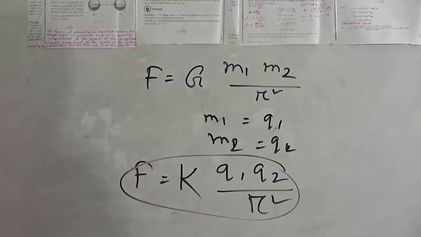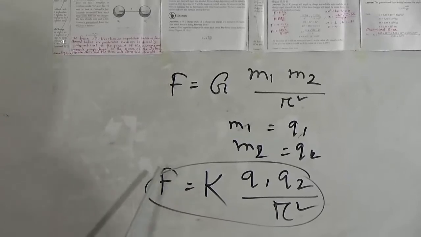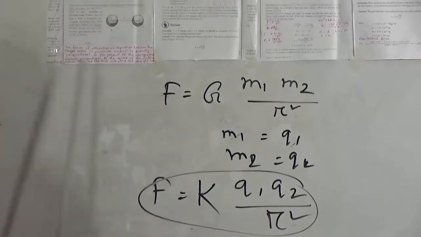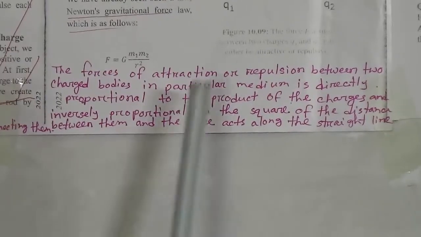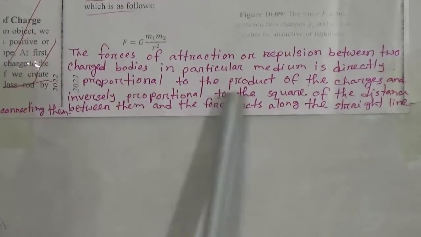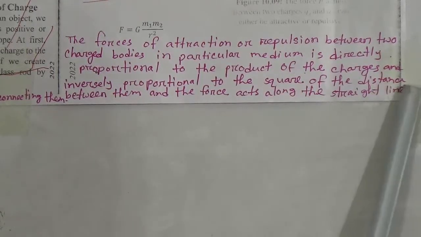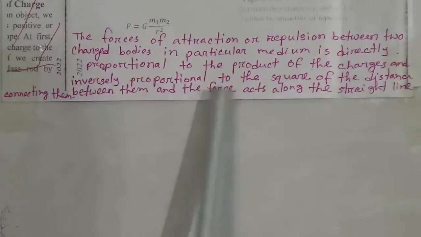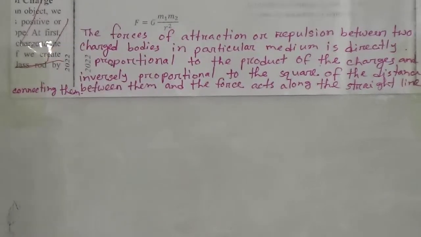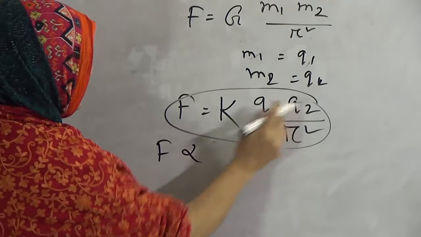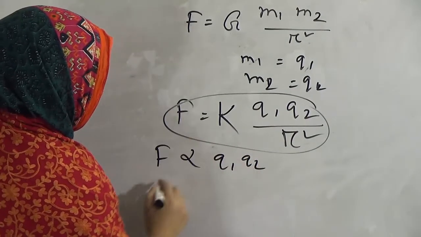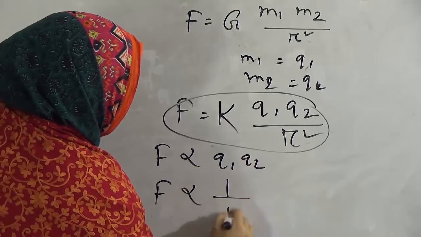My dear students, now we will give a statement of Coulomb's law. The force of attraction or repulsion between two charged bodies in a particular medium is directly proportional to the product of the charges and inversely proportional to the square of the distance between them, and the force acts along the straight line connecting them. From this equation we can see that F is proportional to q1 and q2, and F is proportional to 1 divided by r square.